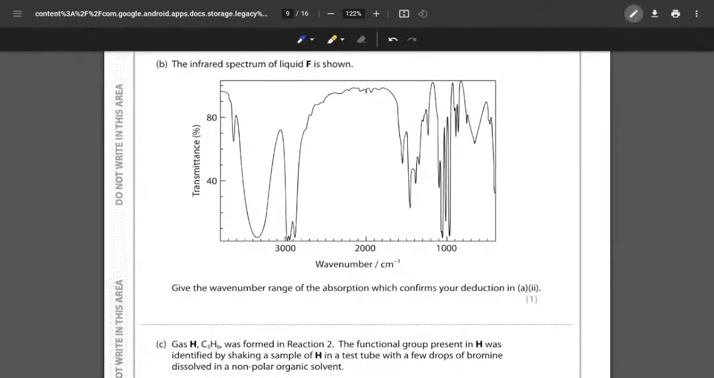The infrared spectrum of this liquid F is also shown here, and we can see right away this characteristic peak here for OH groups, and we want to give the wave number range of the absorption, which confirms this. So you would look into your data book and look in the IR wave number section, and for an OH group or an OH bond in an alcohol, this is going to be from 3,750 to 3,200 wave numbers. So confirming that this is an alcohol.